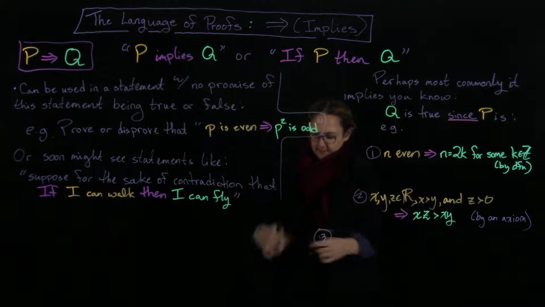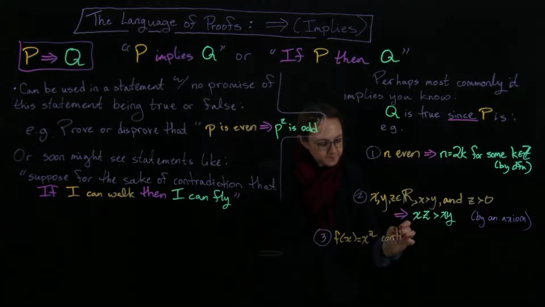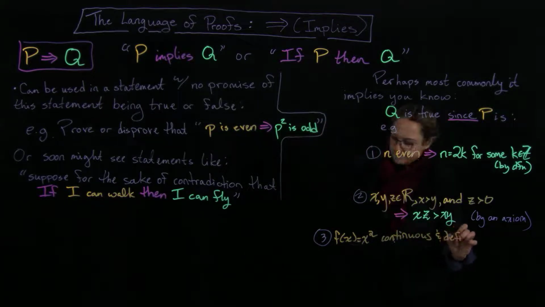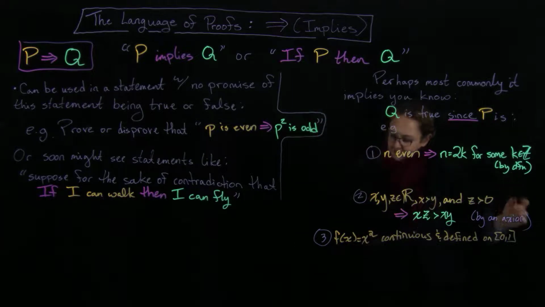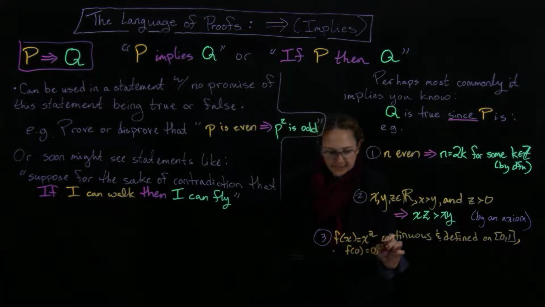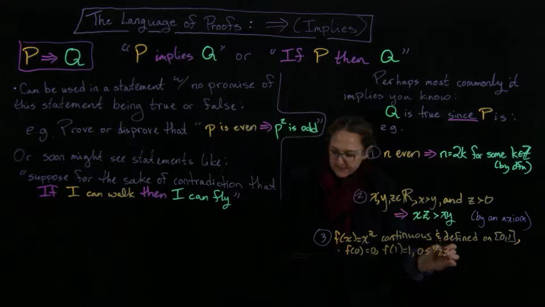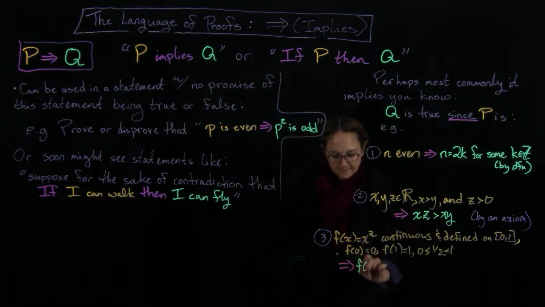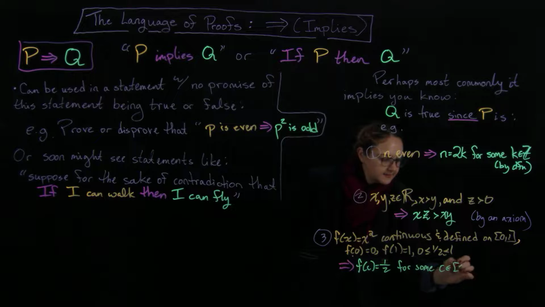If we have f of x equals x squared, which is continuous and defined on [0, 1], and we also have that f of 0 equals 0, f of 1 equals 1, and 0 is less than or equal to 1/2 is less than or equal to 1, then this implies that f of c is equal to 1/2 for some c in this interval, okay?